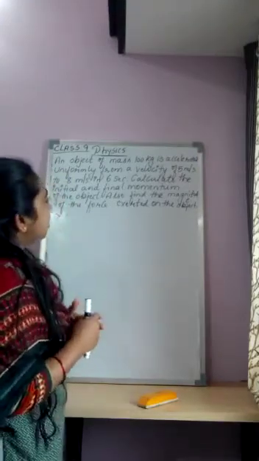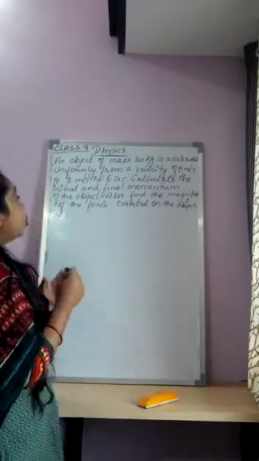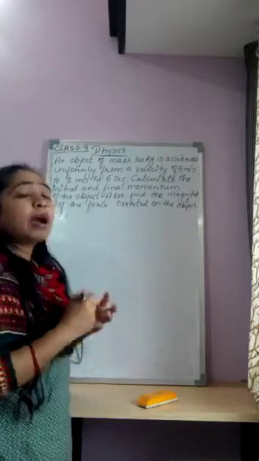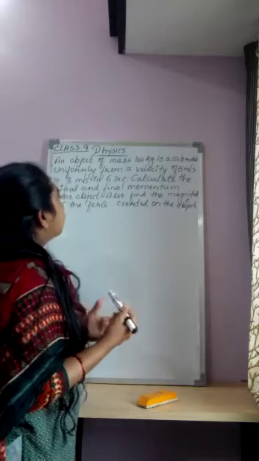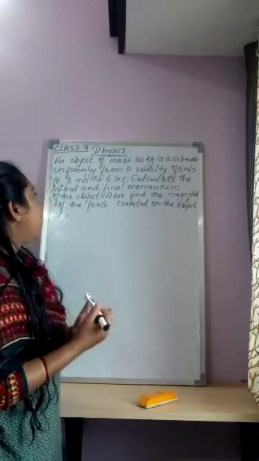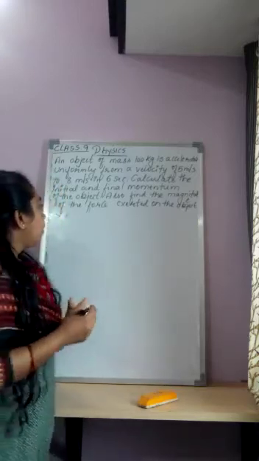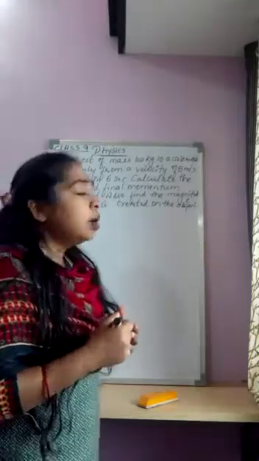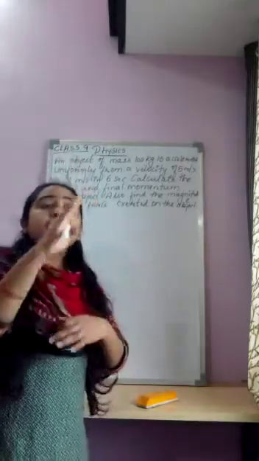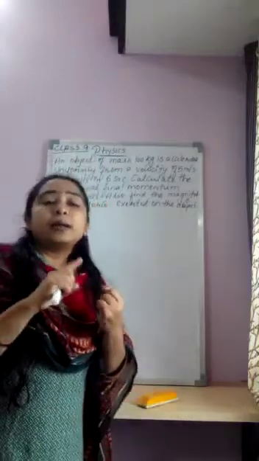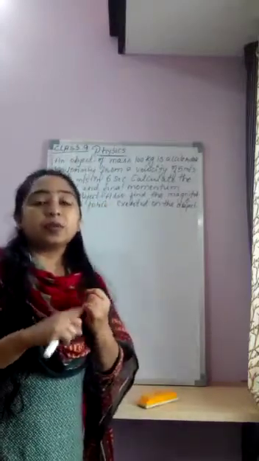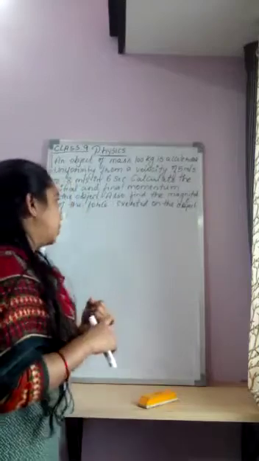An object of mass 100 kg is accelerated uniformly from a velocity of 5 meter per second to 8 meter per second in 6 seconds. Calculate the initial and final momentum of the object. Also find the magnitude of the force exerted on the object. Here you need to calculate two things. One is initial momentum as well as final momentum, and also we need to calculate the magnitude of the force, or nothing but a force you are supposed to calculate.